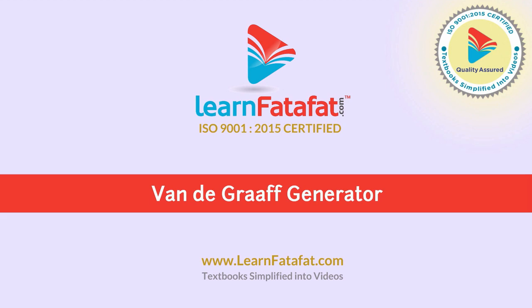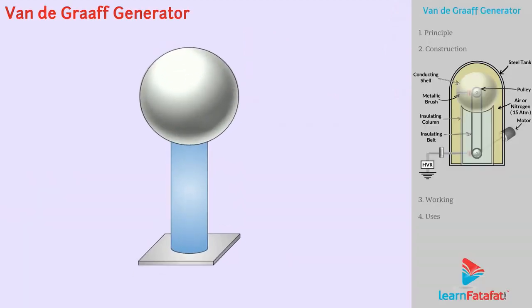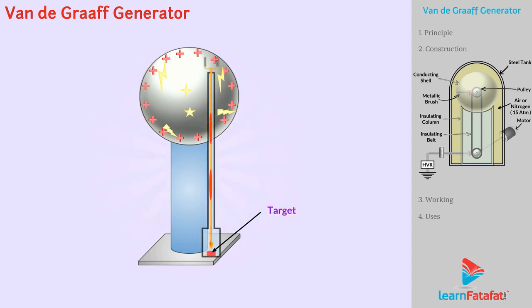Van de Graaff generator. The invention of the Van de Graaff generator is a miracle in physics. This machine can build up very high voltages of the order of a few million volts. This voltage is used to drive a charged particle with exceptionally high speed. It is required to understand the small-scale structure of matter.